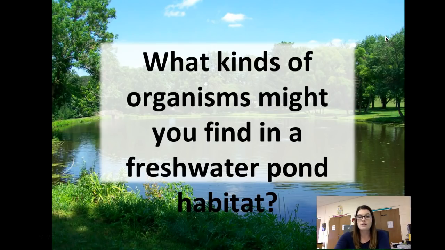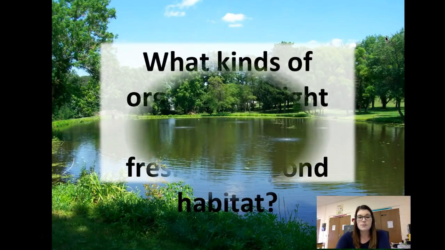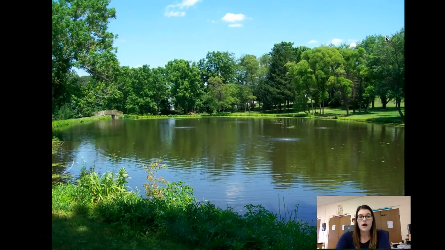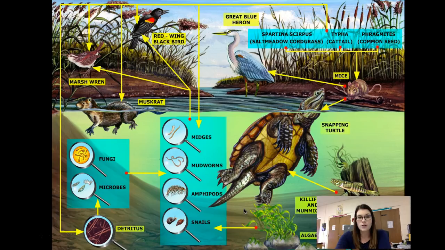So what kinds of organisms might you find in a freshwater pond habitat? We'll take a look at this picture for a minute. We obviously notice right off the bat the trees. We notice the grass and the weeds along the edges. You probably can imagine that there's turtles or fish in the pond. But when we take a closer look, you notice a lot of things that you may not have been thinking. So again, we've got different birds that visit this ecosystem, this pond habitat.